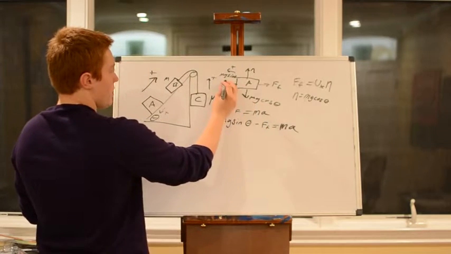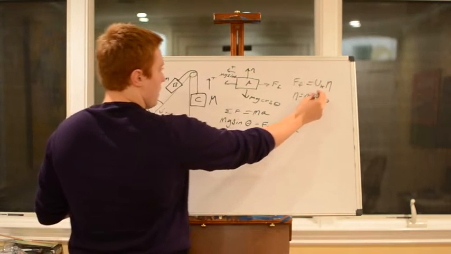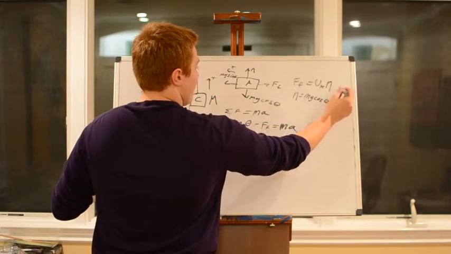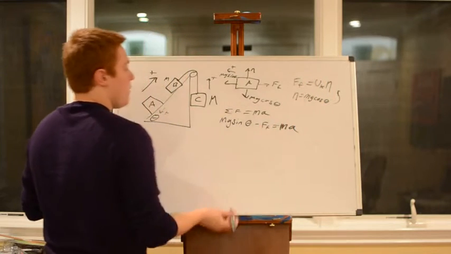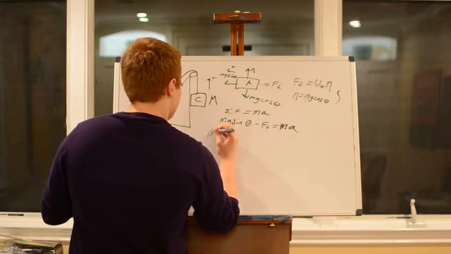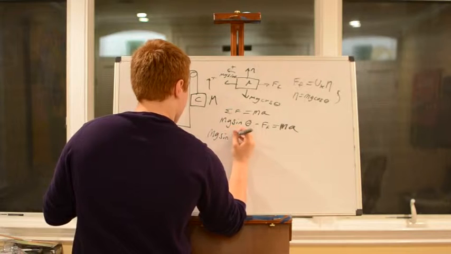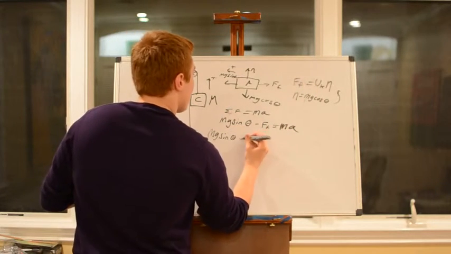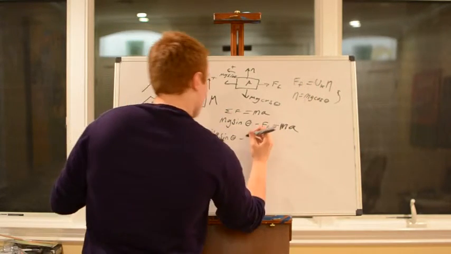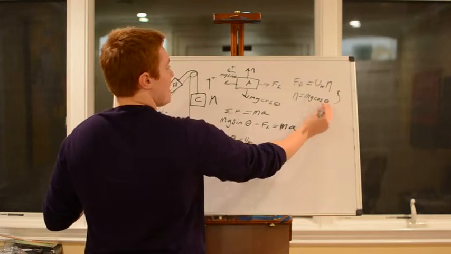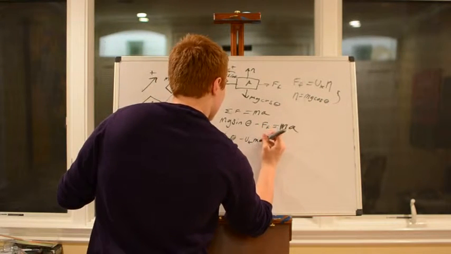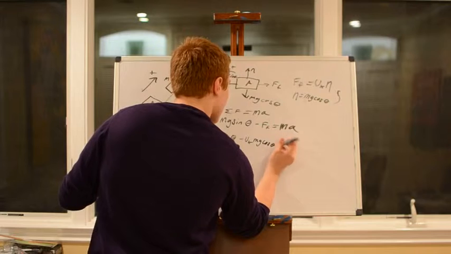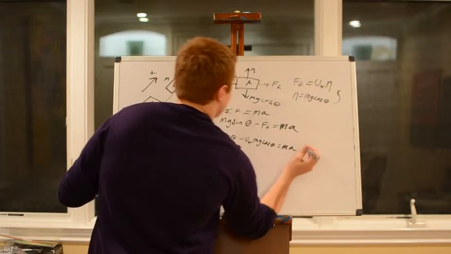So mg cosine theta is equal to the normal force. So we can plug that in up here, and then plug all that back down here. So I'm going to rewrite this equation as mg sine theta minus the force of friction, which is really the μk times mg cosine theta, equals little m, the acceleration.